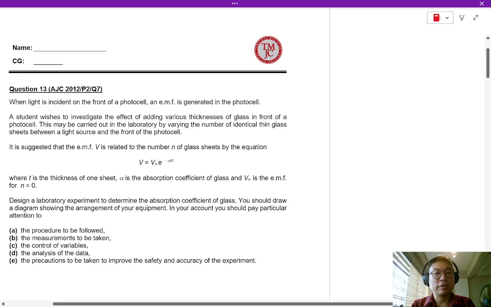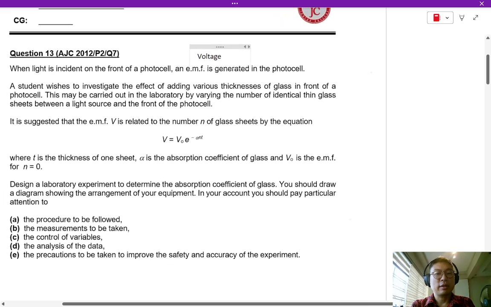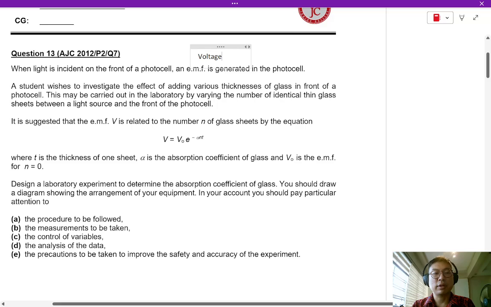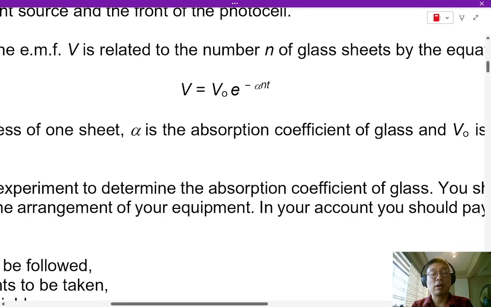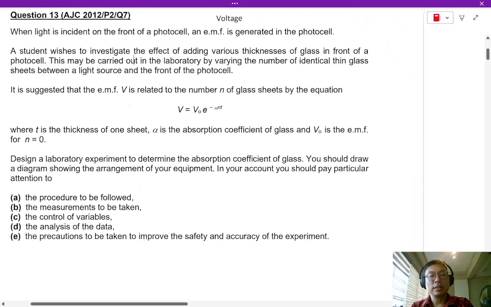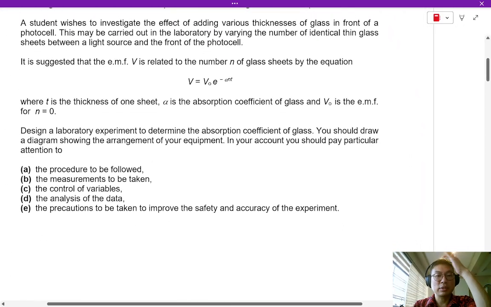When light is incident on the front of a photocell, an EMF is generated. So basically, the EMF means voltage. Now, a student wishes to investigate the effect of adding various thicknesses of glass in front of the photocell. You can vary the number of identical thin glass sheets between the light source and the front of a photocell. It is suggested that the voltage V is related to the number of glass sheets N by the equation V equals V naught e to the power of minus alpha N T, where T is the thickness of one sheet, alpha is the absorption coefficient, and V naught is the EMF for N equals zero.